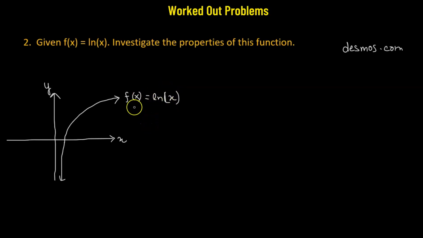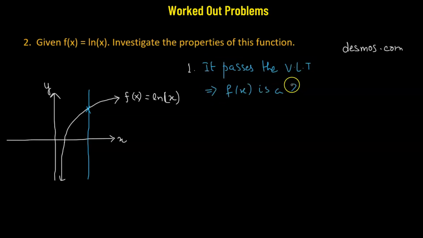Now let's talk about the first property. First we need to check whether this function is indeed a function or not. All we have to do is check if it passes the vertical line test. So we draw a vertical line and we see that this vertical line is going to intersect the graph of the logarithmic function at a single point. That means it passes the vertical line test. So this implies that f of x is a function.